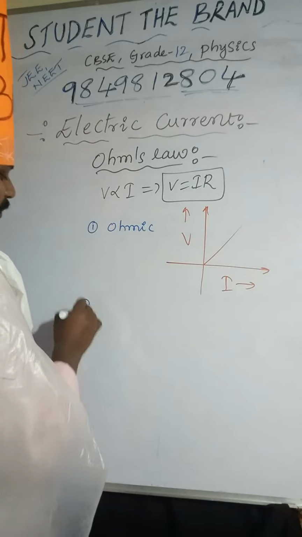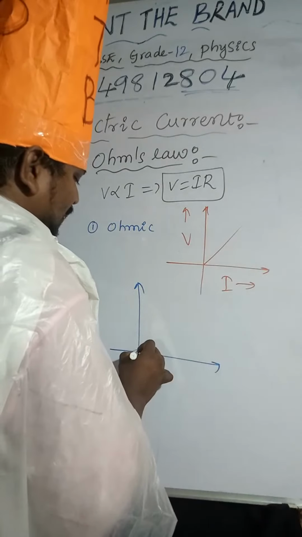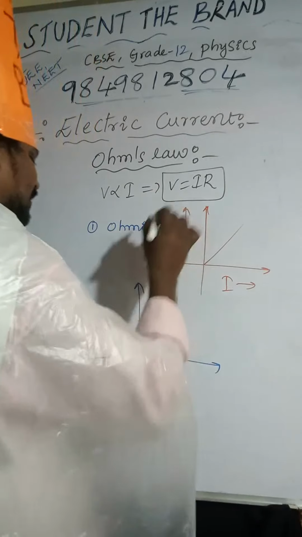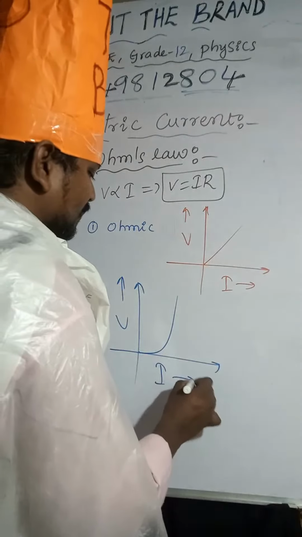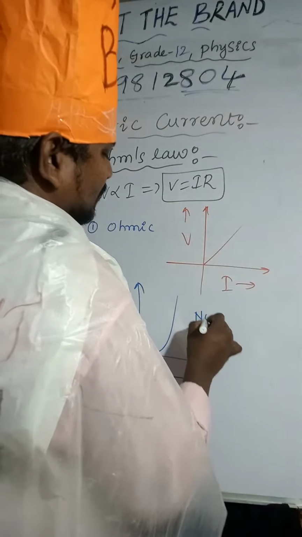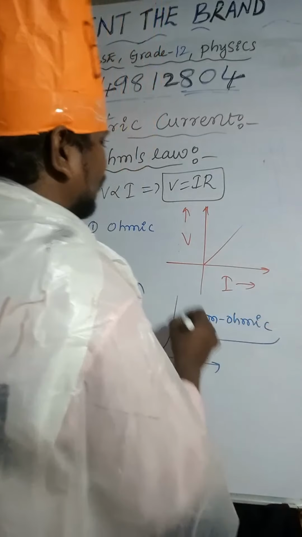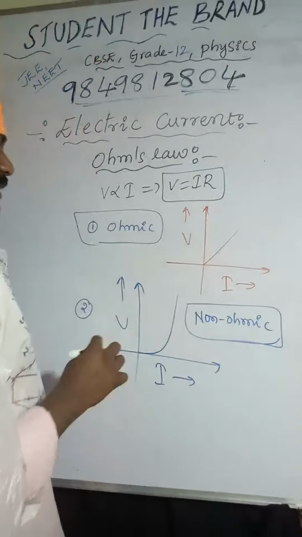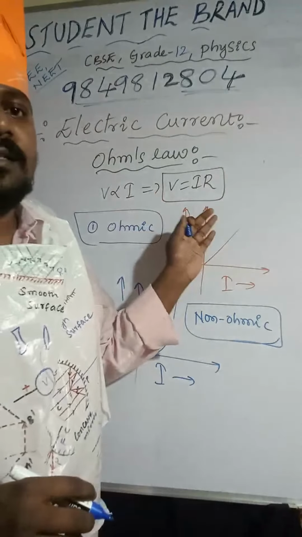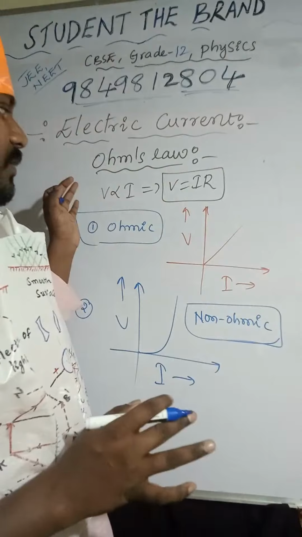So the graph is linear for ohmic conductors, the conductors which obey Ohm's law. And coming to non-ohmic conductors, the graph is not a straight line; it will be curved. So for an ohmic conductor, the graph is a straight line. For a non-ohmic conductor, the graph is curved. Okay, that's enough.